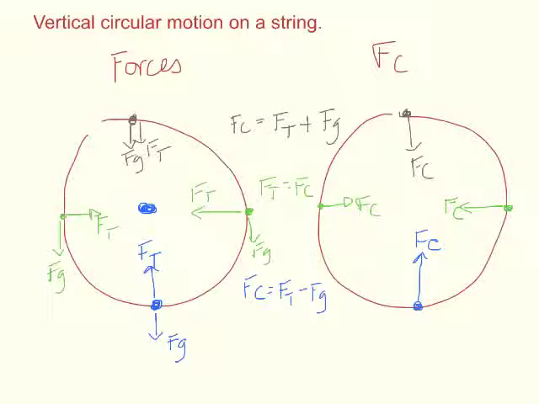So at the 9 o'clock and 3 o'clock positions, Fg is vertical, and Ft is horizontal. Since our Fc is in the horizontal direction, the only thing that factors into it, or needs to be summed together to find Fc, is your tension force. So if you have circular motion on a string, if you've got tension, you must go upside down. You can't not go upside down, because then the tension would be released in the string and that wouldn't work.